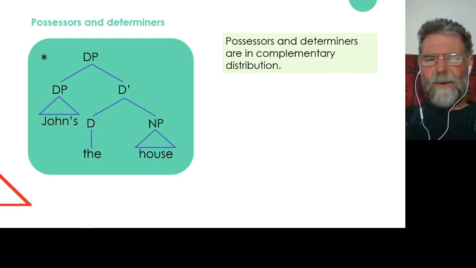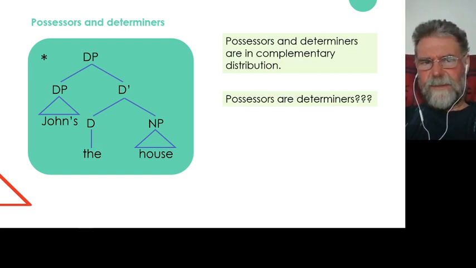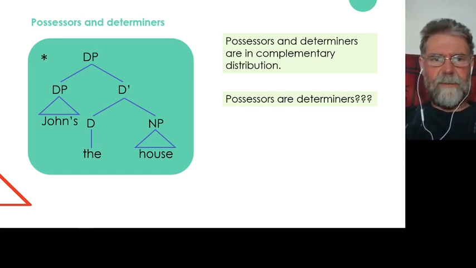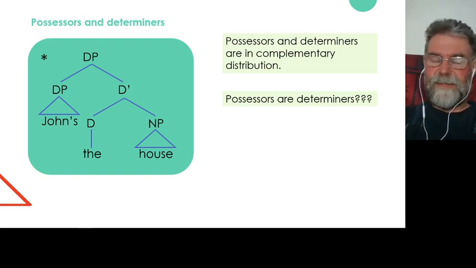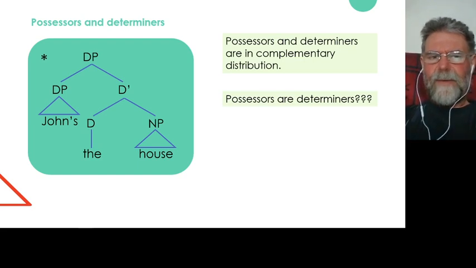Now, that's a bit odd, because up till now we've taken the occurrence of complementary distribution to indicate that two elements are the same thing, i.e. they're trying to sit in the same structural position, and that's why they're in complementary distribution. But that would seem to argue that possessors are determiners. If they're in complementary distribution with determiners, then a possessor should be a determiner head of a DP, not in the specifier position. But that is a very odd conclusion.